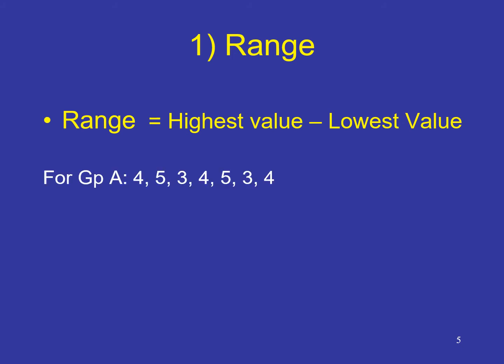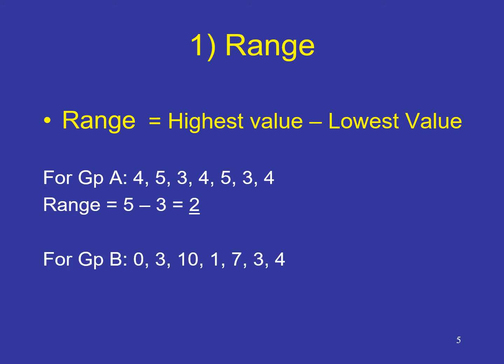So let's look at our data from before. These were the values for group A. So we can see that the highest value for group A was 5 and the lowest value for group A was 3. So the difference between them is 2. These were the values for group B. Have a go at calculating the range for group B. So for group B, you should have done 10 minus 0, which is 10.